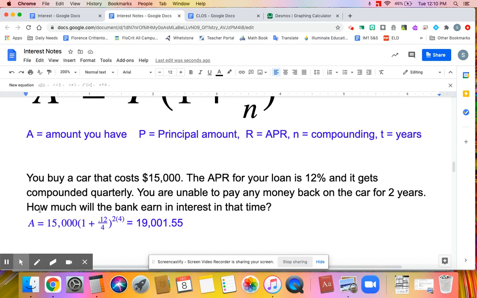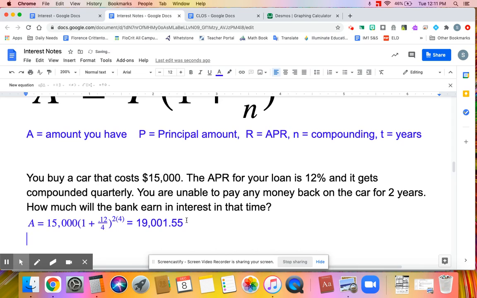So the question says, how much money will the bank earn in interest? So how much of this was because of interest? Well, if you remember, I started with $15,000 that I owed them, and that wasn't because of interest, that was because of my car. But now, because I haven't paid anything on it, and they earned a bunch of interest, I owe them $19,001.55. So what am I going to do with the two numbers to figure out their difference?